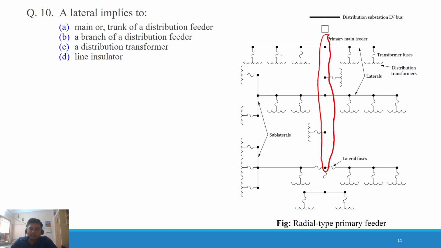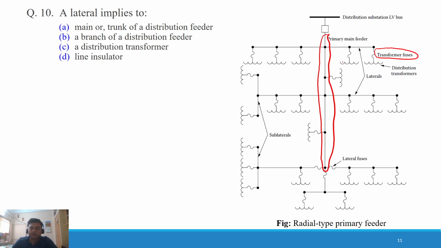This figure denotes transformer fuses everywhere. Wherever the transformer is connected, it is first connected to its fuse. So transformer fuses are present along with the distribution transformers. And laterals are the branches of the distribution feeder.